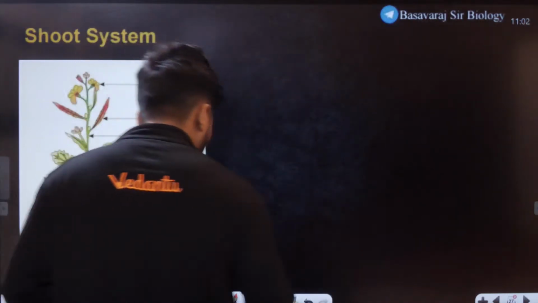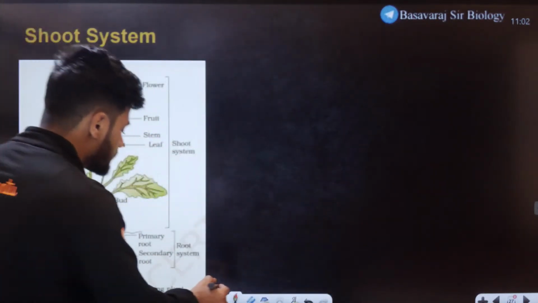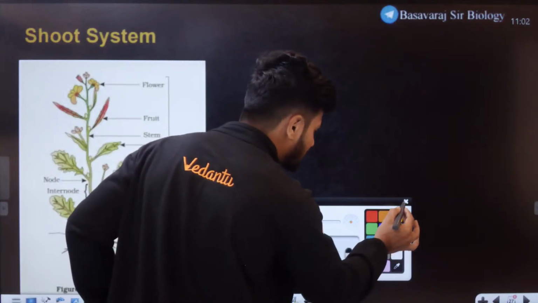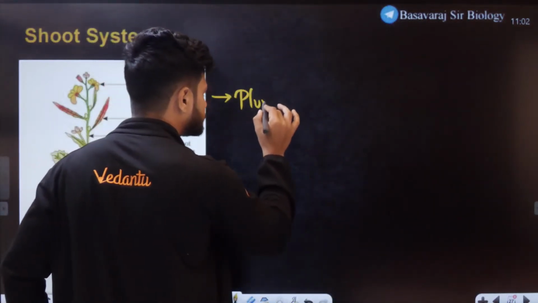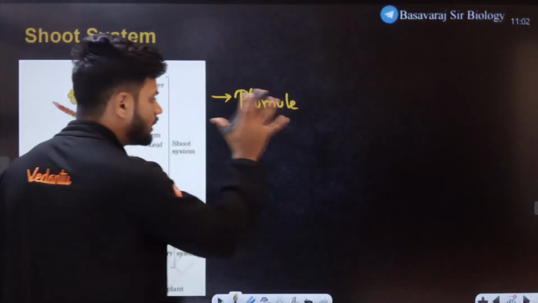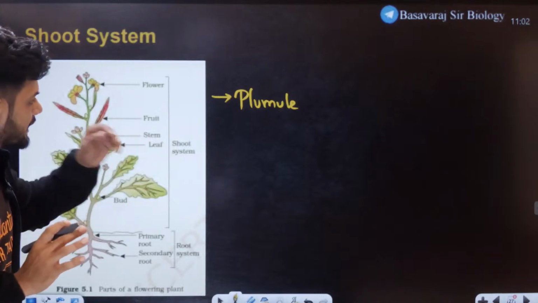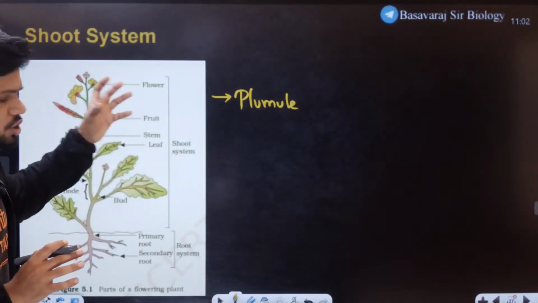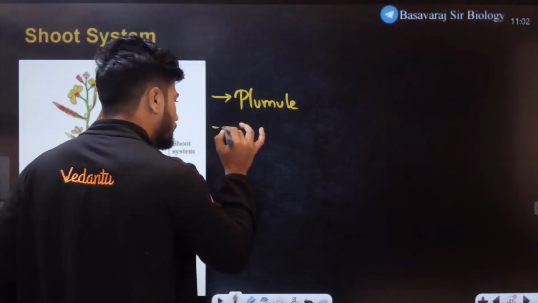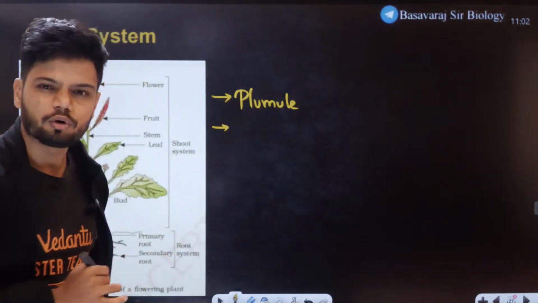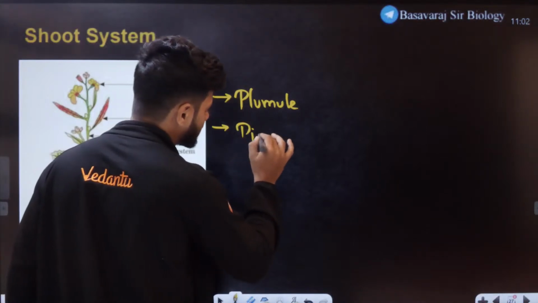Now students, first thing first, in the case of shoot, quickly tell me in the chat right now, does this develop from plumule or radicle? Plumule or radicle? It develops from the plumule. The next question, students: in the case of shoot, do you think it has chlorophyll? Yes, sir. Chlorophyll is present.